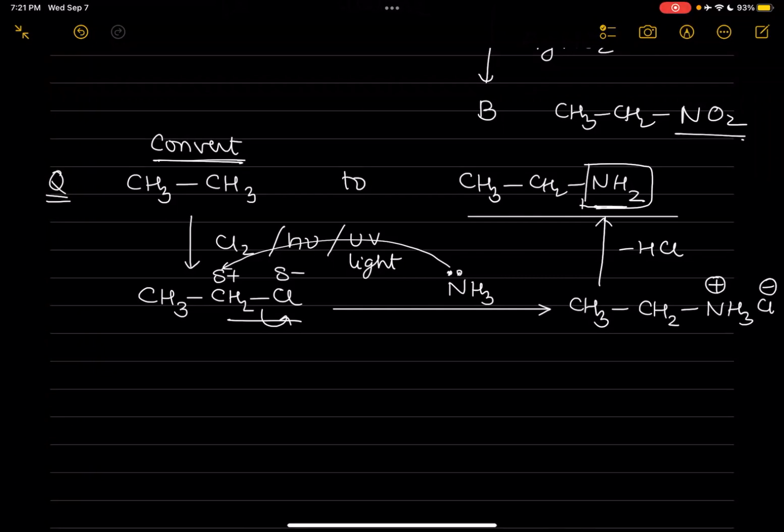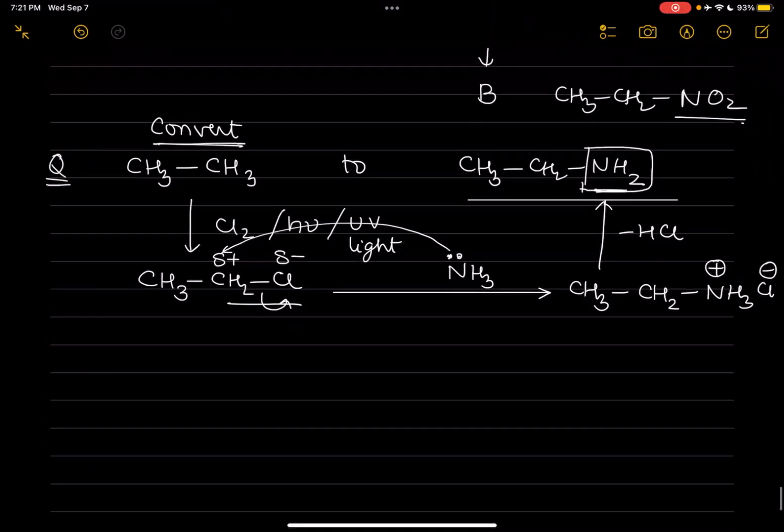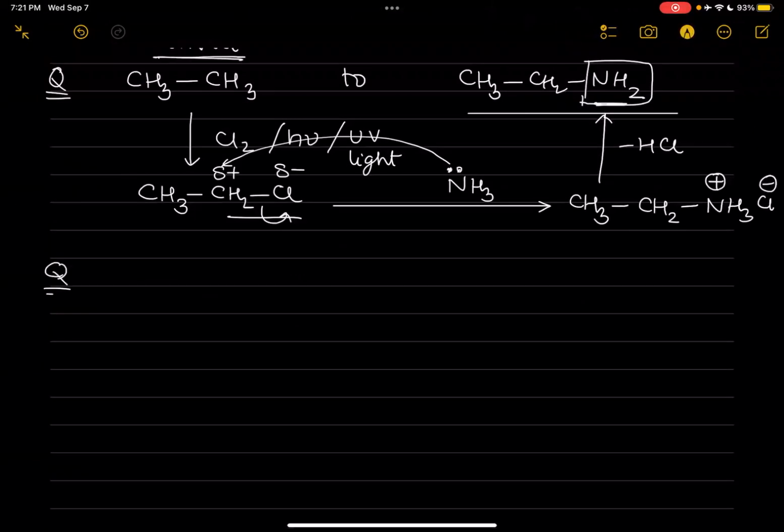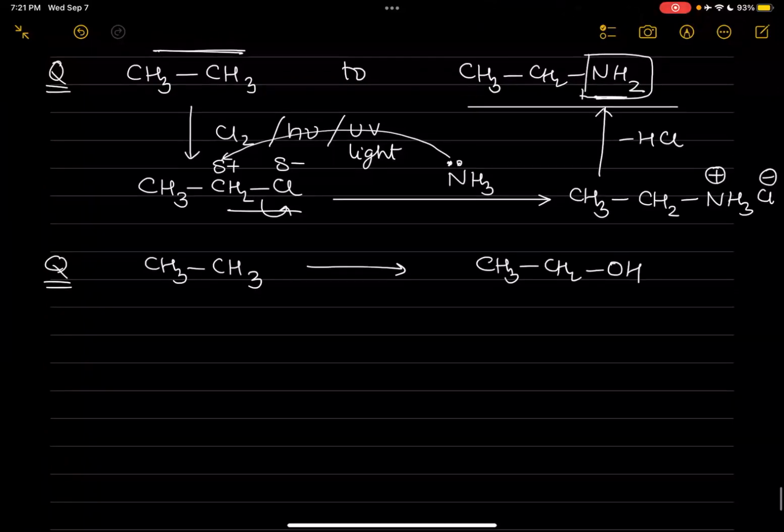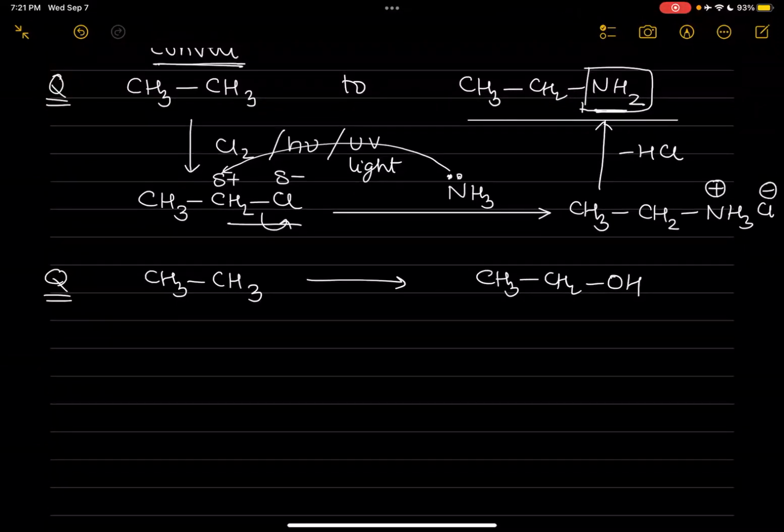Okay, so suppose someone asks you to convert ethane to ethanol, how are you going to do it? Can you use NH2OH somewhere in the reaction? Yeah, remember one thing, whenever you start with an alkane, this is for all the chapters, for the alcohol chapter, aldehyde chapter, ketone, carboxylic acid, amines.